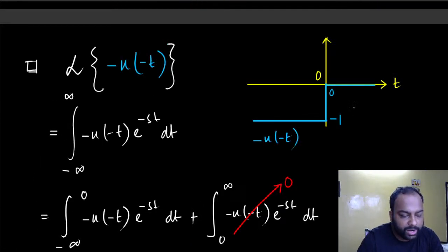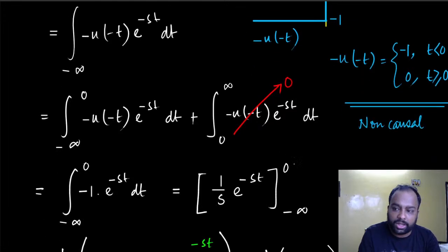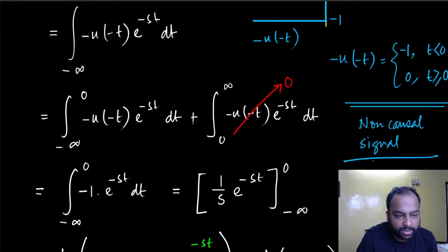And let's go to this one. What is the definition of minus u of minus t? That has a value of minus 1 when t is less than 0 and a value of 0 when t is greater than or equal to 0. Now this is a non-causal signal. Again, why non-causal? Because causal signals are those signals for which the value of the signal should be 0 when t is less than 0. So this is a non-causal signal.